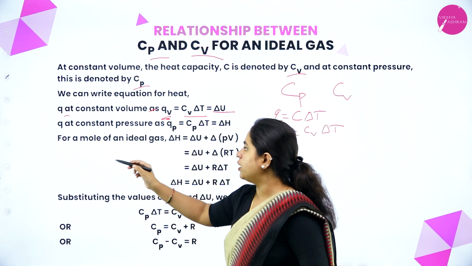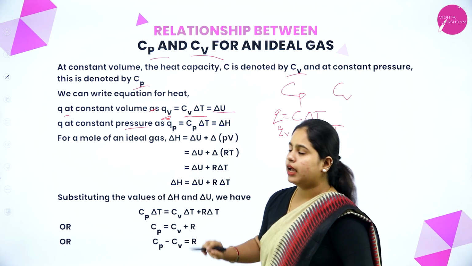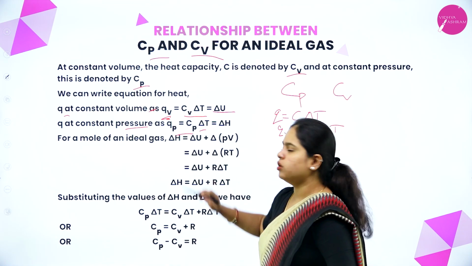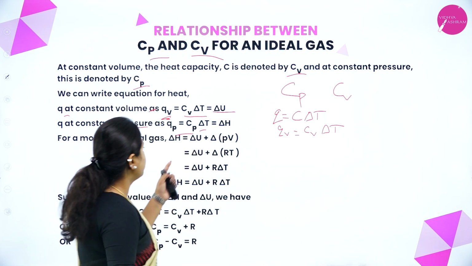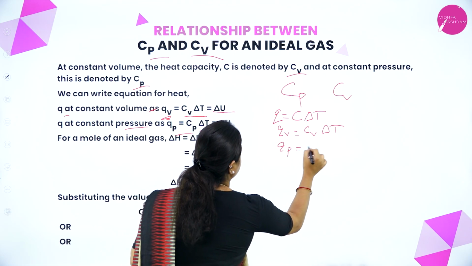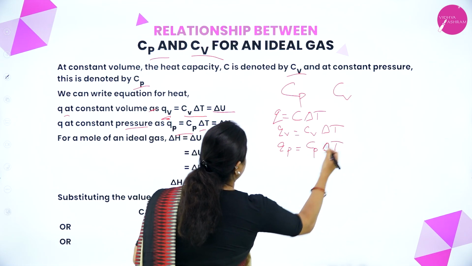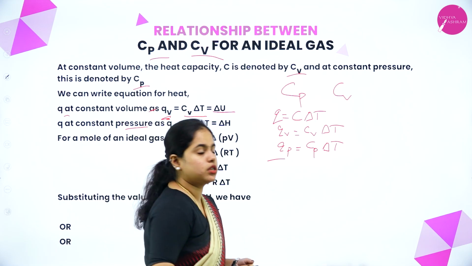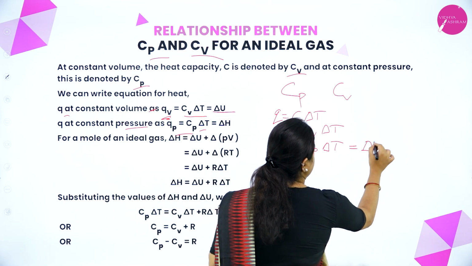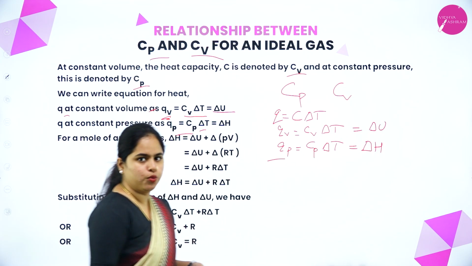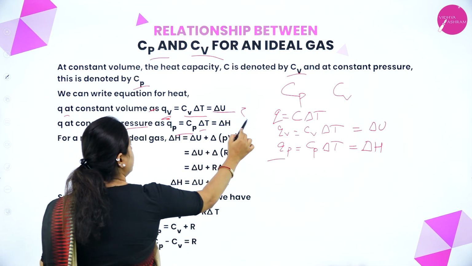The next one is Q at constant pressure. Heat at constant pressure will be equal to Cp into delta T, which will be equal to delta H. Again, if it is Qp, the equation becomes Cp into delta T. And we have already studied this. Qp, heat absorbed at constant pressure, is equal to delta H. Heat absorbed at constant volume is equal to delta U. So, those are these two equations.